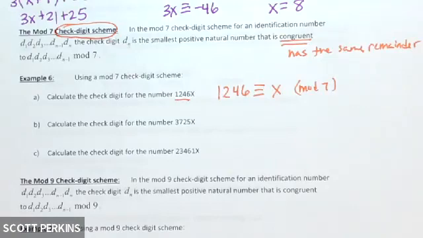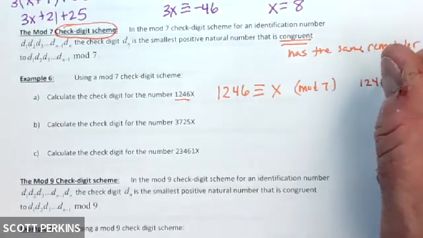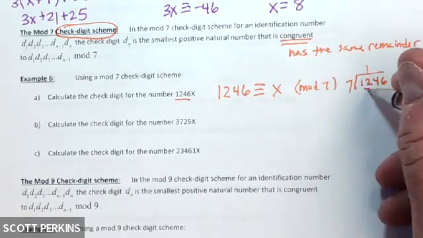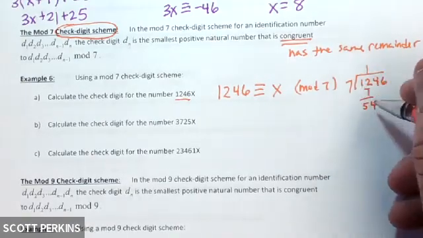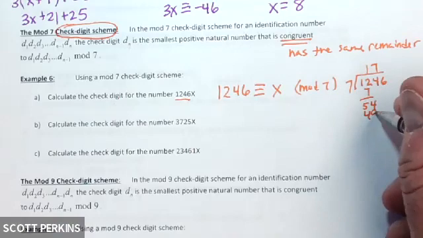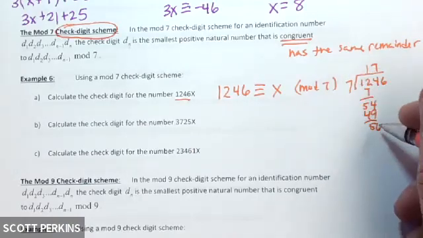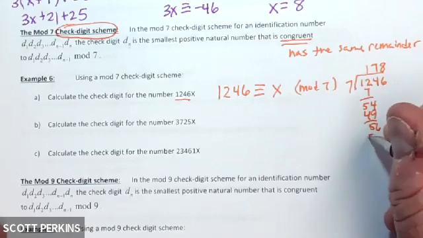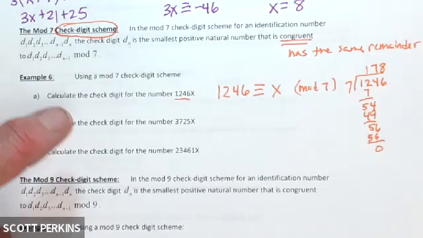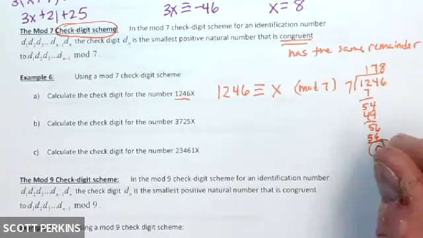Mod 7. So the way I'm going to figure out what that is, I'm going to take the 1246, divide it by 7 and see what the remainder is, to see what congruence class it's in. So 1246 divided by 7. 7 goes into 12 once, leaves me 5. Bring down the 4. 7 goes into 54, 7 times 7 is 49, leaves me 5. Bring down the 6. 7 goes into 56 8 times. So I have 0 remainder. So what that means is the check digit for this is 0. It's whatever this remainder is right here is your check digit.